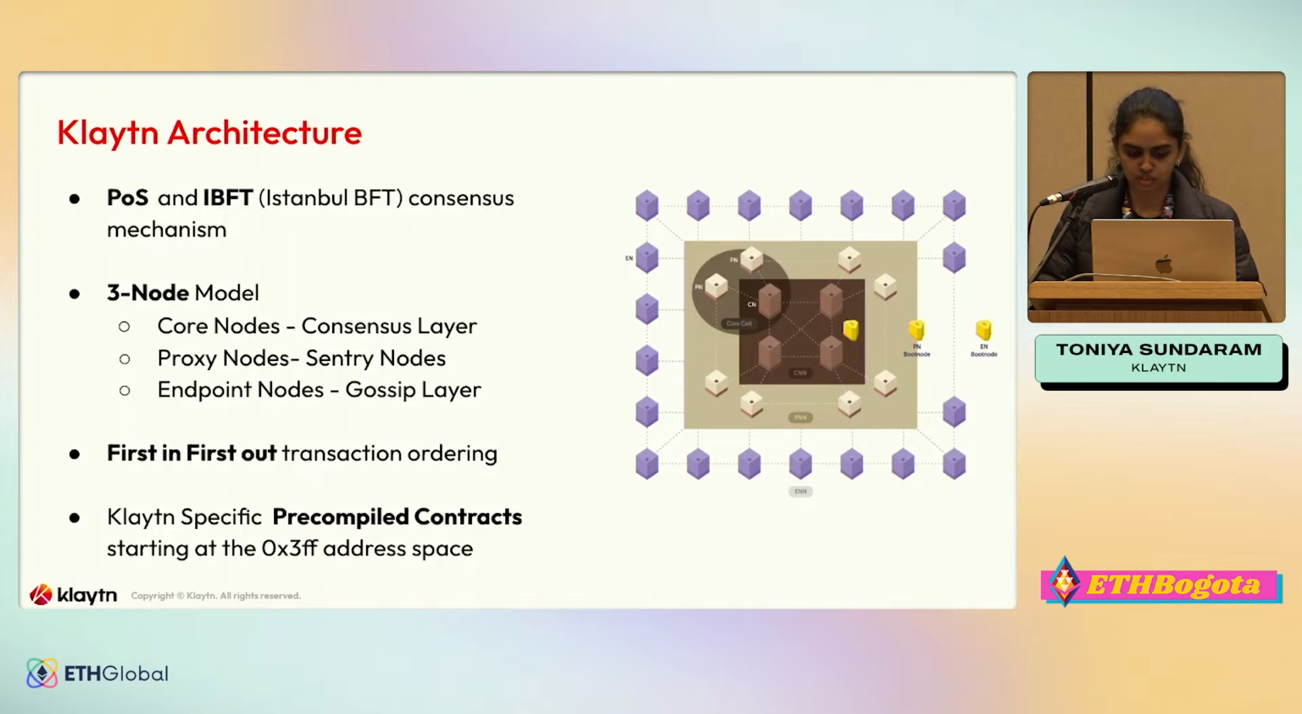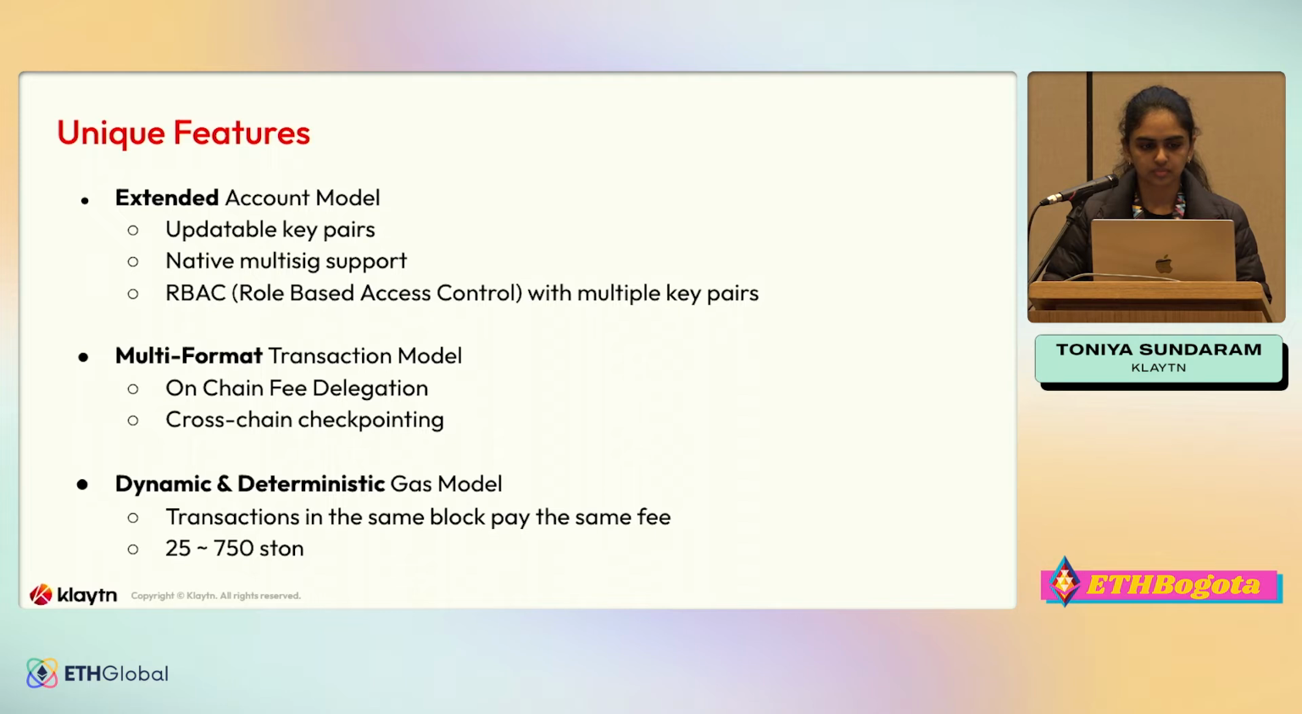And we do first in first out transaction ordering from the mempool. And we also have Klaytn-specific precompiled contracts starting from 0x3FF, and it goes down like FE, FD, and so on. And we also support Ethereum precompiled contracts. So now we can see the unique features which Klaytn has to offer when compared to the other blockchains.